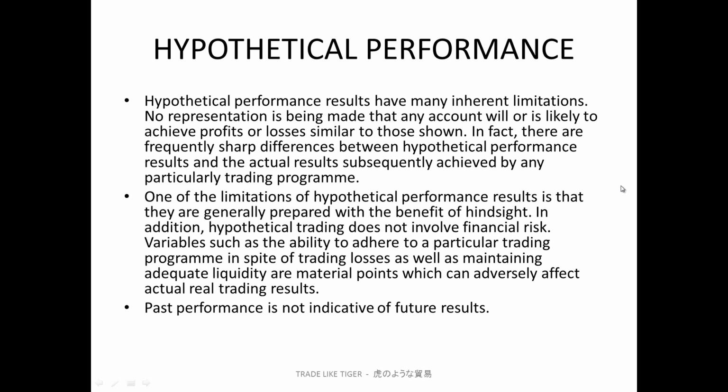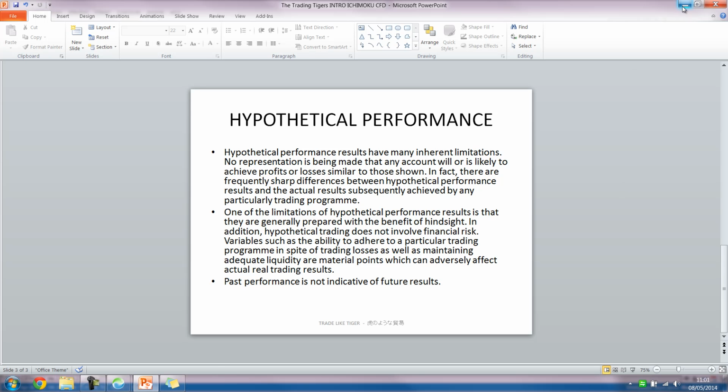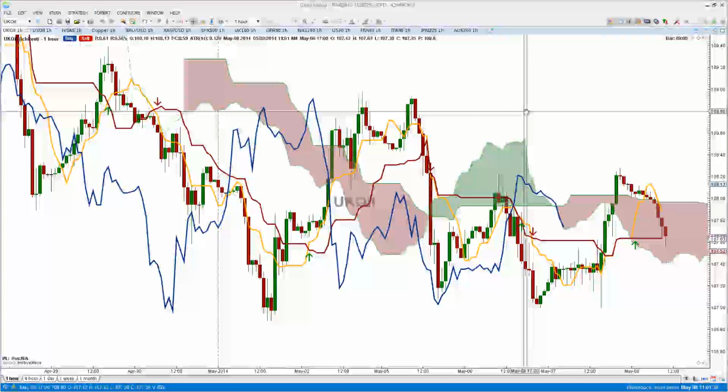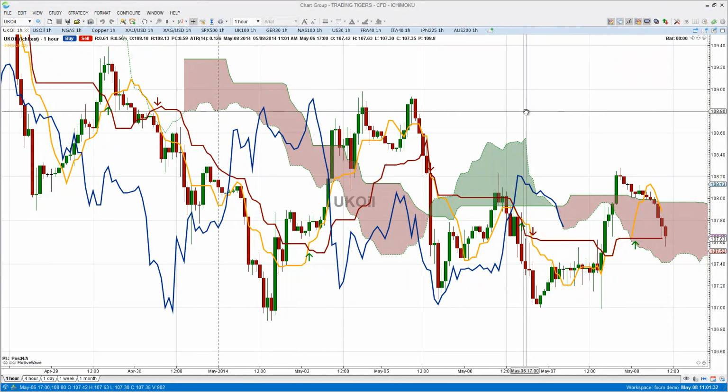Okay, fine, so let's start. Let's get to those charts. We're going to be looking at Ichimoku, CFDs, starting with the energies, and here we are on the UK oil. That's Brent oil, and we're looking on the 1 hour chart.